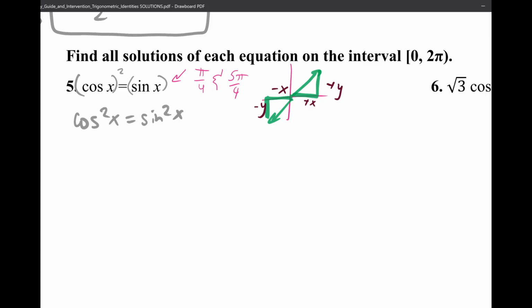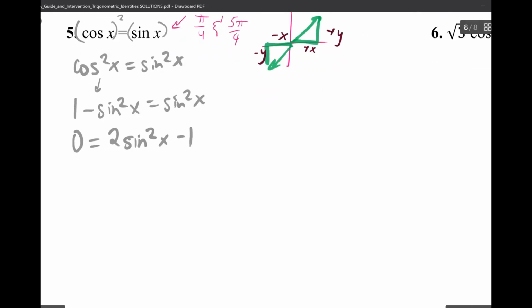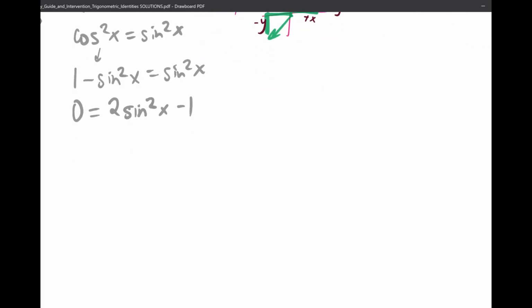Okay, let me plug in 1 minus sine squared for cosine squared. 1 minus sine squared x equals sine squared x. Subtract sine squared x from both sides: 1 minus 2 sine squared x. Oh, yikes. Maybe I'll do it the other way. So I'll add, and I'll have 0 equals 2 sine squared x minus 1. That's super ugly. Why did I do this? Add 1 to both sides.